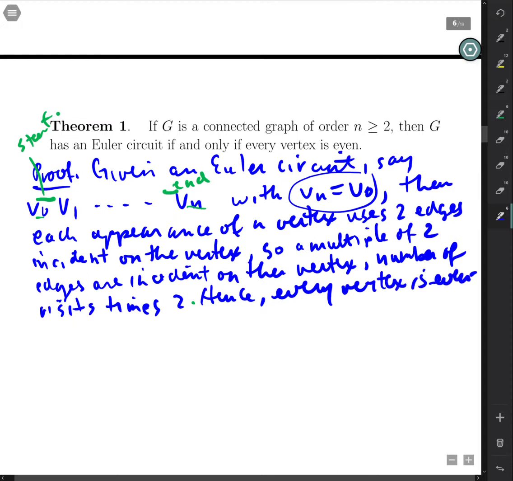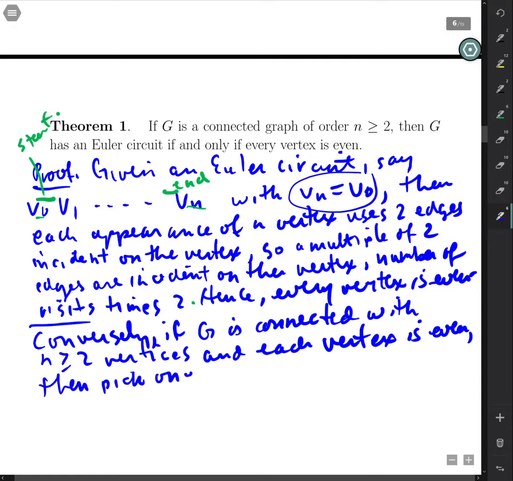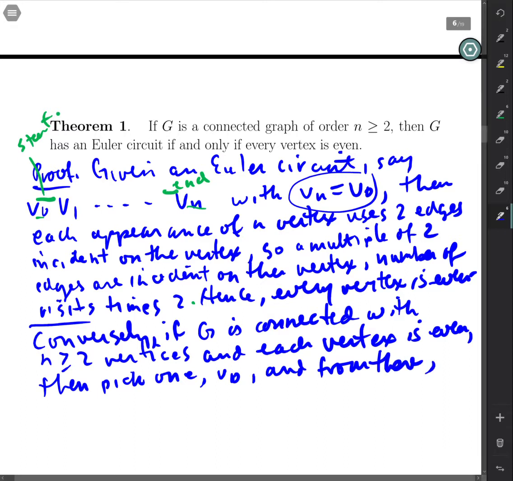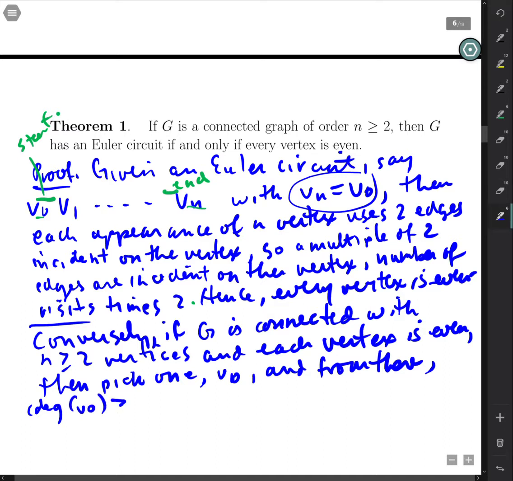is even. On the other hand, conversely, if G is connected with n greater than or equal to 2 vertices, and each vertex is even, then pick one, say V0, just to name it, and from there, since it's got an even degree and it's connected, the degree of V0 is greater than or equal to 2, right?